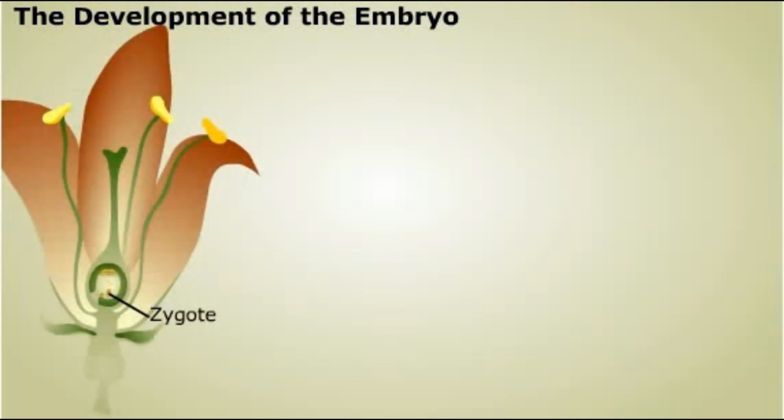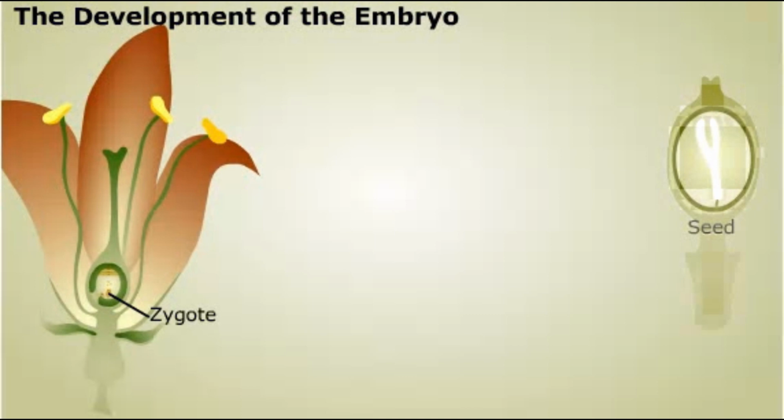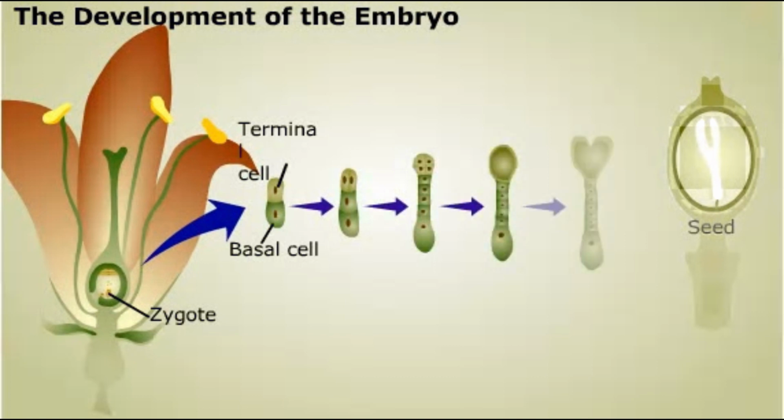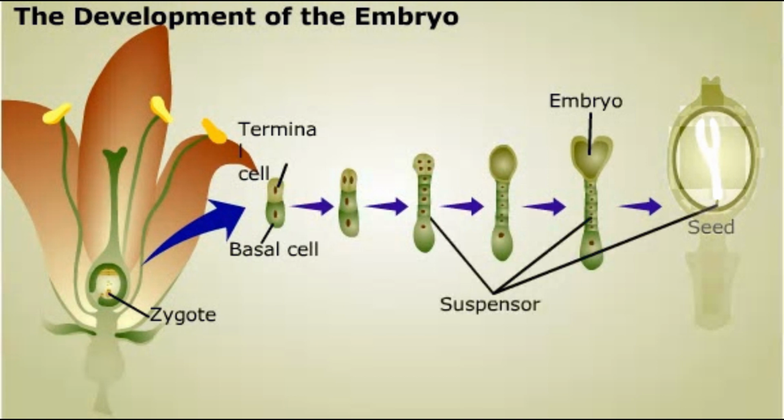The zygote or fertilized egg eventually develops into a seed that gives rise to a new plant. The first step in this process is the formation of the plant embryo. The zygote undergoes mitosis to form a basal cell and a terminal cell. The terminal cell divides to form the embryo. The basal cell divides to form the suspensor. The suspensor pushes the embryo into the endosperm and transfers nutrients and hormones that the embryo will need to grow.